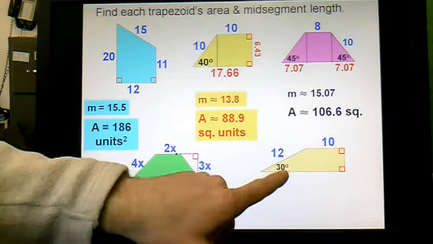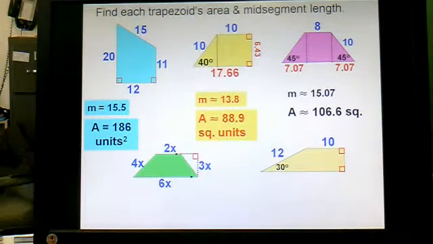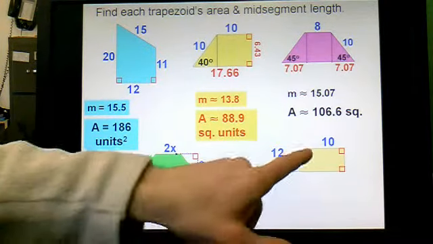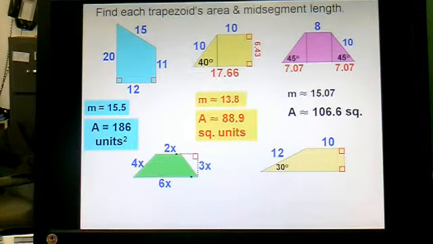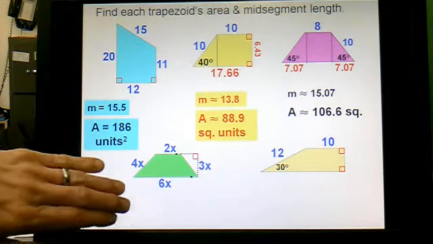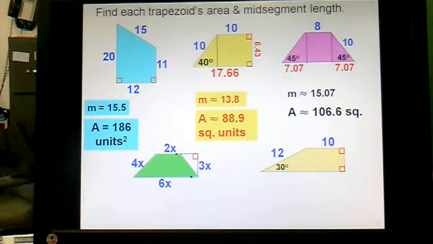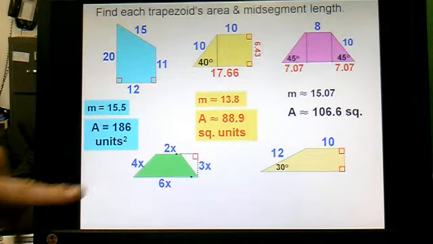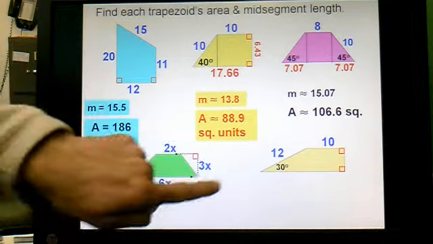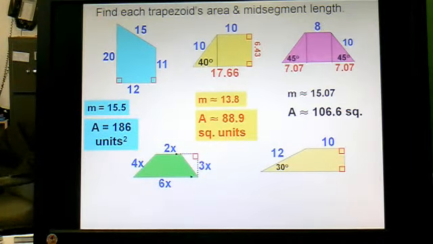This one's got a 30-degree angle, so it'd be great to do that one with 30, 60, 90 ratios. That's 12. That top is 10. And like I said, this answer, give your answer in terms of x. Hopefully you realize that there's extra information here as you're working through this.